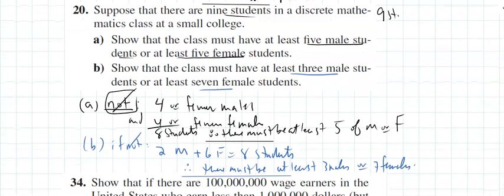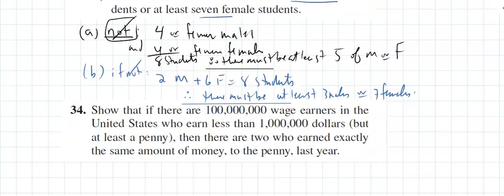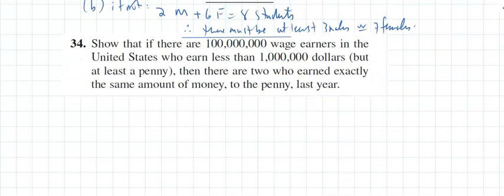All right. 34. Show that if there are 100 million wage earners in the United States who earn less than $1 million, but at least a penny, then there are 2 who earn exactly the same amount of money to the penny last year.